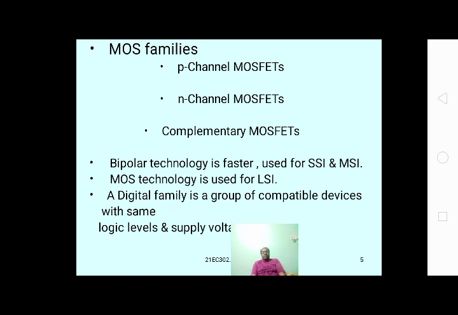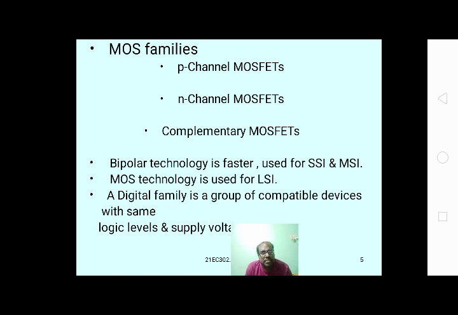Digital families have the same logic levels and the same supply voltage. You must remember that one. Logic levels and supply voltage must be the same for compatibility. There are different types of devices designed by digital families, but for connecting or combining each and every one, we want to know the supply voltage and logic levels of those devices. After that only we can combine each device with the other.